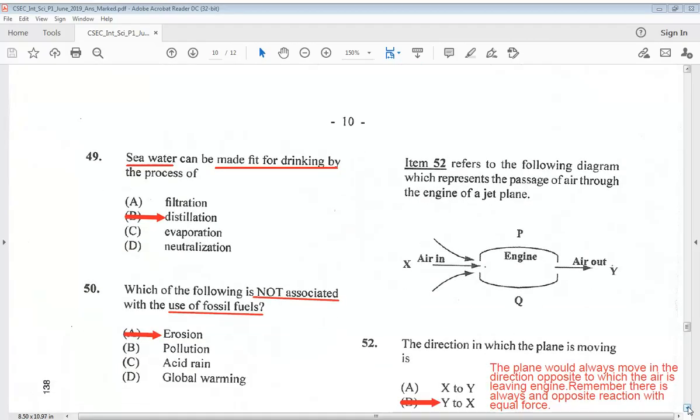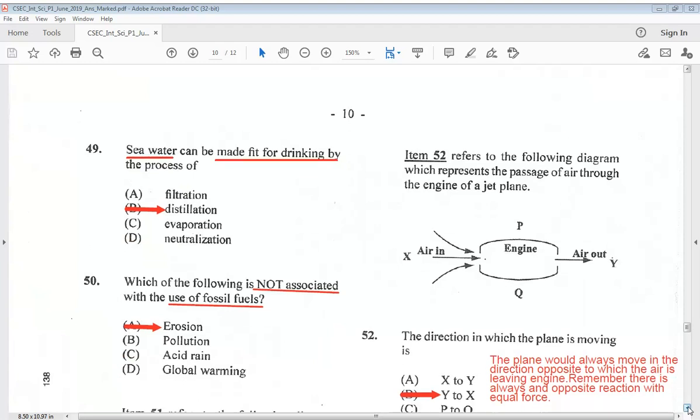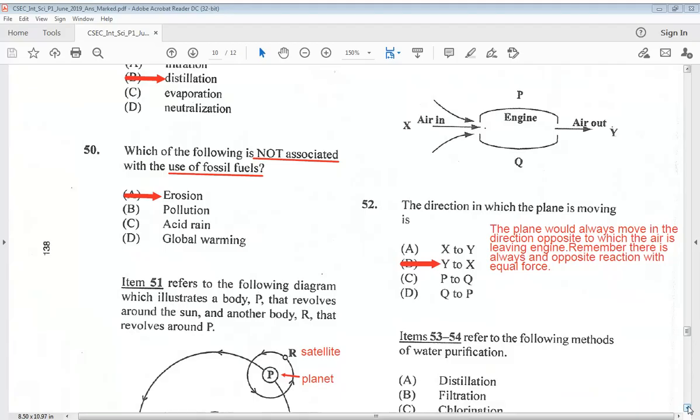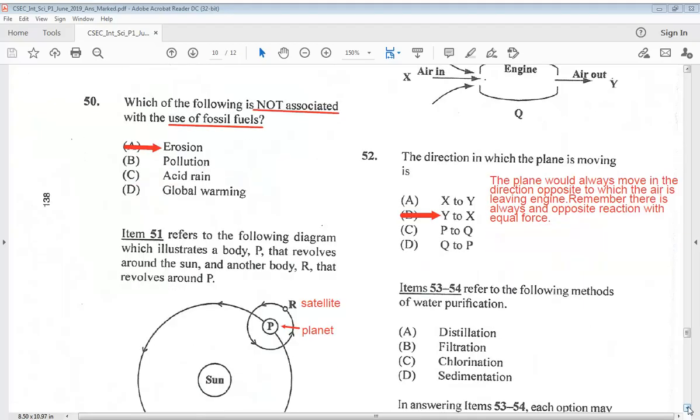Let's go to 49. 49 says, seawater can be made fit for drinking by the process of A, filtration, B, distillation, C, evaporation, or D, neutralization. The answer is B, distillation. 50 says, which of the following is not associated with the use of fossil fuels? The answer is A, erosion.